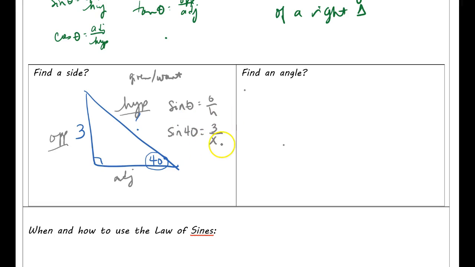And then from here, y'all, it's just algebra. It's just solving. I'll stick that over 1. Maybe let's cross multiply. X times sine of 40 equals 3. If I cross multiply, then I need to divide both sides by the sine of 40. And now it's a question for my calculator.